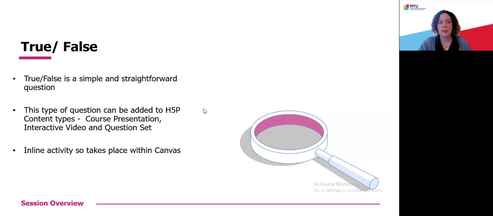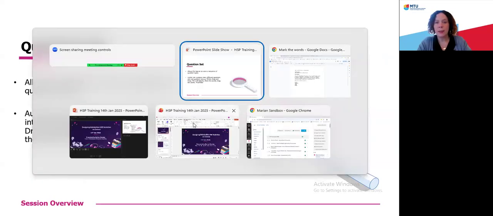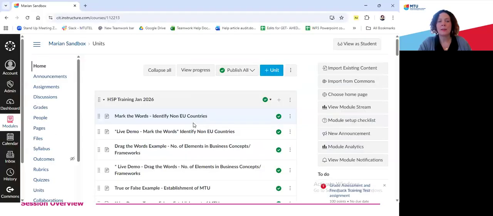So the question set is the last one there. This is where the learner can solve a series of questions. The author can combine different question types into one question set. And I've listed them there: multiple choice questions, drag and drop, fill in the blanks, mark the words, drag the words, and true or false. So again, I'll show you that when I move over to Canvas. So I think that's it on the explanation there. So I'm just going to move over to my Canvas module now.